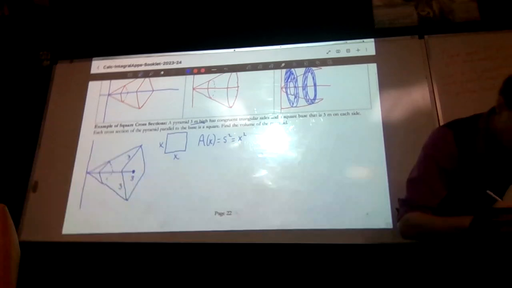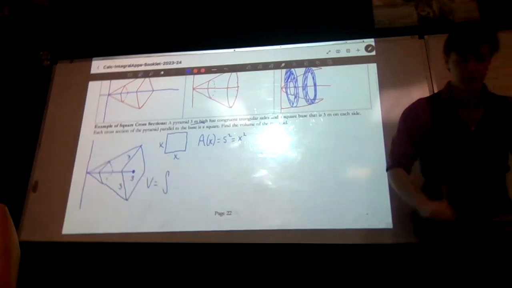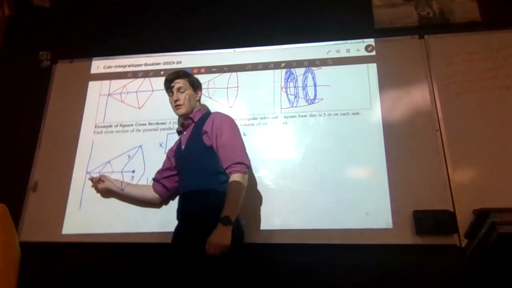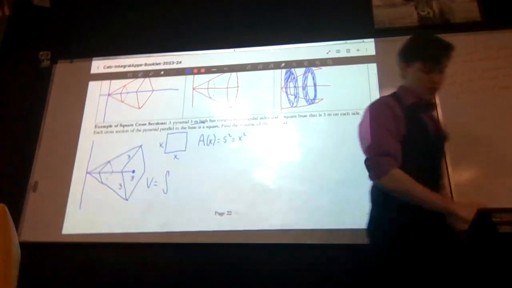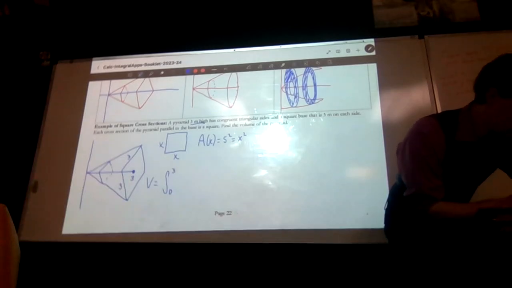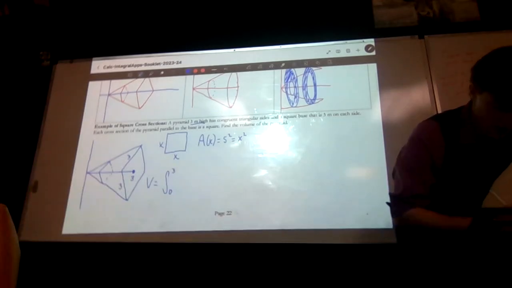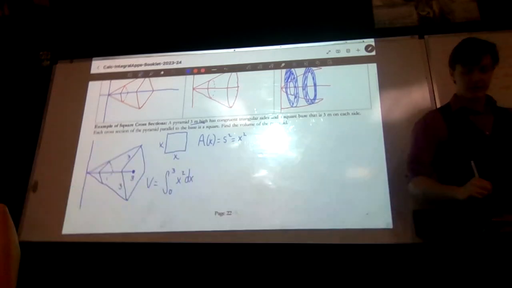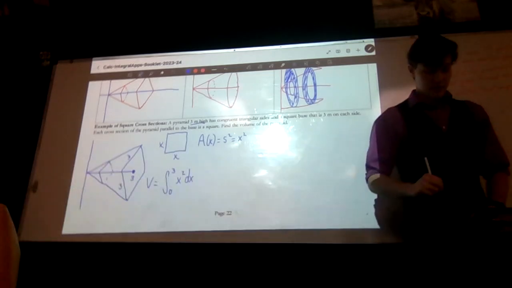Well, now we can just make our actual volume formula. V is equal to what? Where do I start this? Right here. I start this at 0. Then I go all the way to 3. So I go from 0 to 3. Then we're doing A of x dx. What's my A of x going to be? x squared dx.